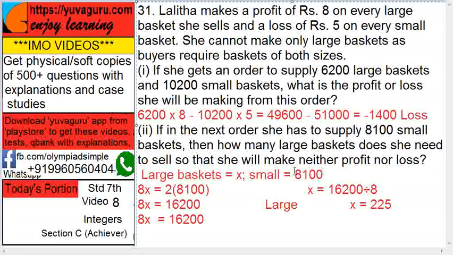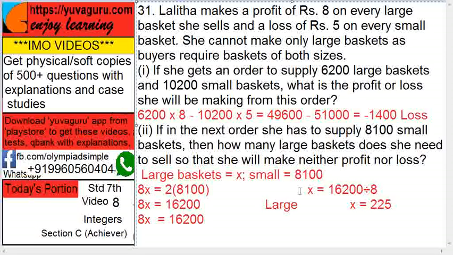So profit on large baskets is what? 8 rupees per basket. So 8 into X equals the loss on small baskets, which is 2 into 8100. Now there should be no profit nor loss. It means both should be equal. So 8x equals 2 into 8100. Multiply this, 16200. 8x equals 16200.